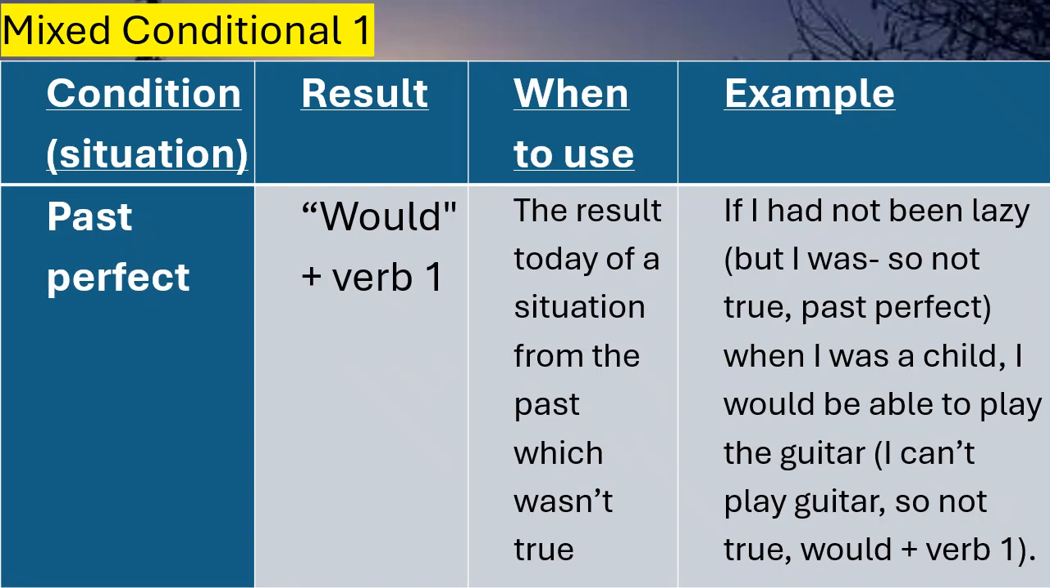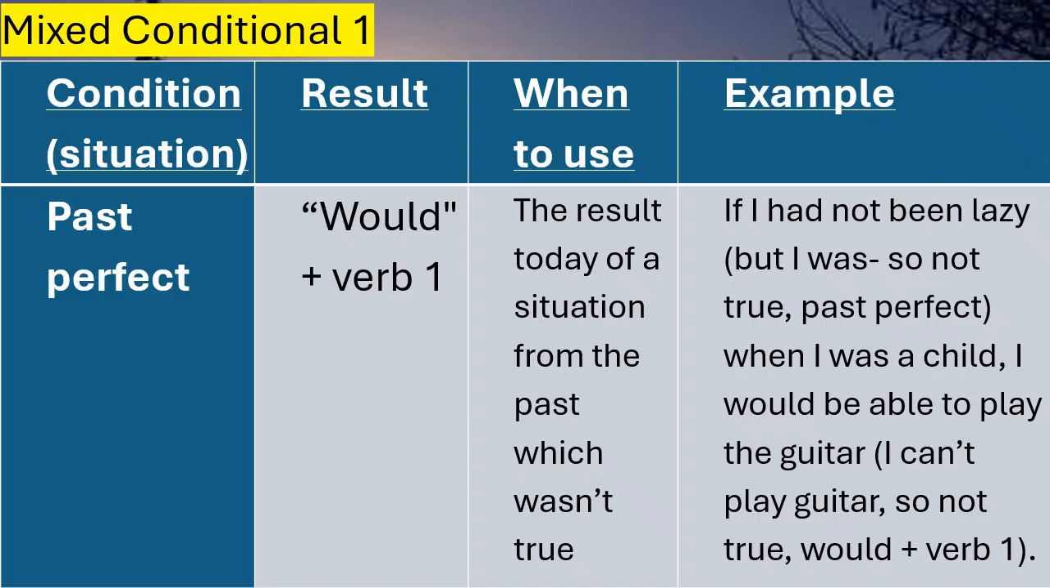Now we have a mixed conditional type 1. So this one, the condition, the if part, is past perfect, and the result is would plus verb 1. We use this for the result today of a situation from the past which wasn't true.